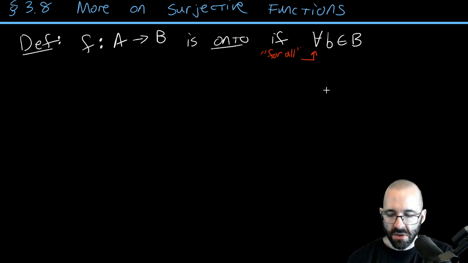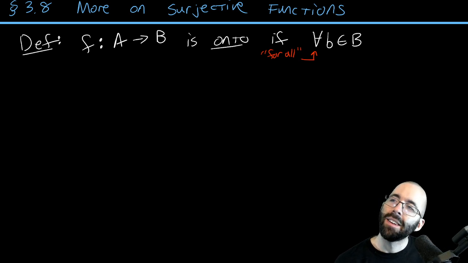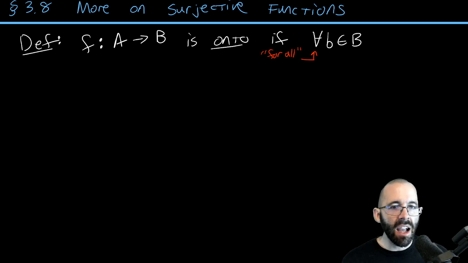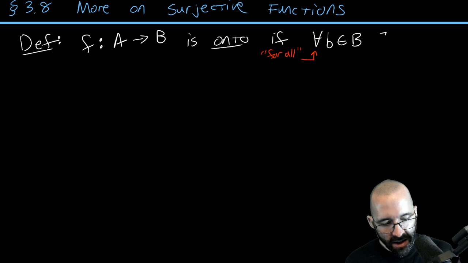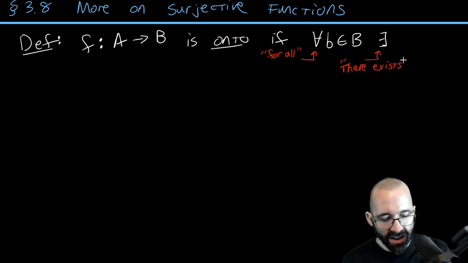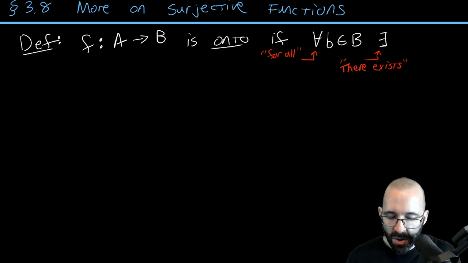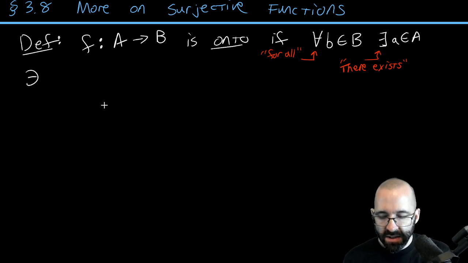So we're going to introduce some shorthand here. So it's onto if for every element in the codomain, if for every possible output, there exists, and yes, that is a backwards capital E. So we got another one. There's one more coming. This is good shorthand. You may or may not have seen it before. There exists an input a in our domain such that, this is a backwards element sign.